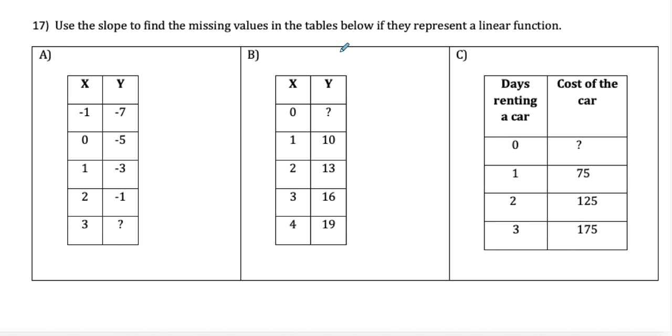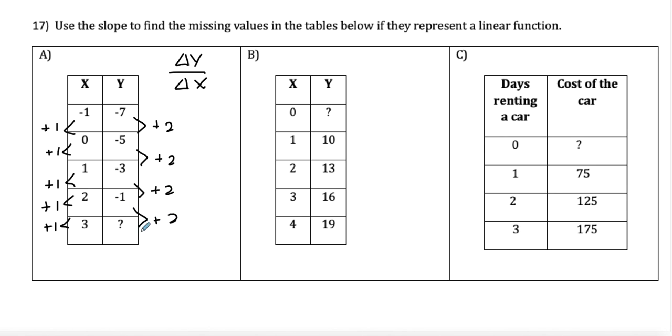The last thing I want to talk about is using the slope to find missing values in tables when they represent a linear function. Remember, slope and linear functions have a constant rate of change, a change in y over a change in x. If I look at my change in x here, I can tell that my x's are going up 1 each time, and my y's are going up 2 each time. So if I'm going up 2 from negative 1, that would put me at a coordinate of 1.